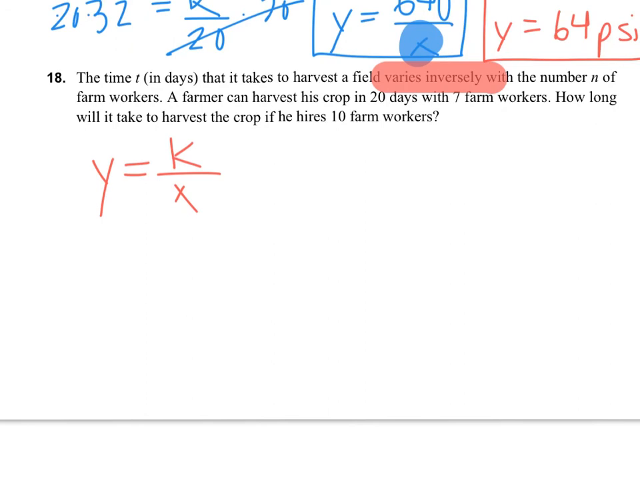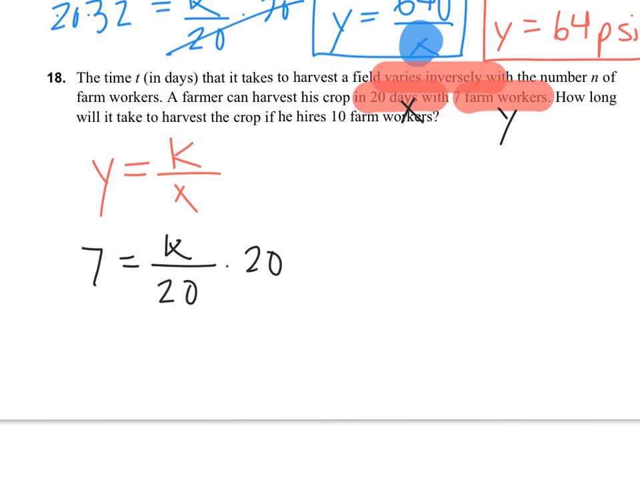Okay, so first off, it says that it varies inversely, so we are going to be using the inverse formula. Again, we go with values that they already give us. I don't care which one is x and which one's y, you just need to make sure which one is which. So it says that they can harvest his crop in 20 days with 7 farm workers. So I'm going to label these. I'll do 20 days is x and farm workers is y, just to keep track of them. So when I put this in my formula, y is 7 and x is going to be 20.